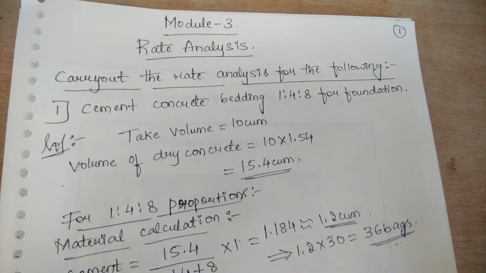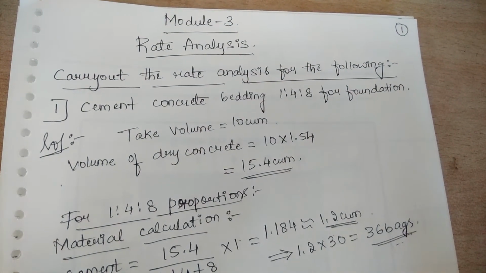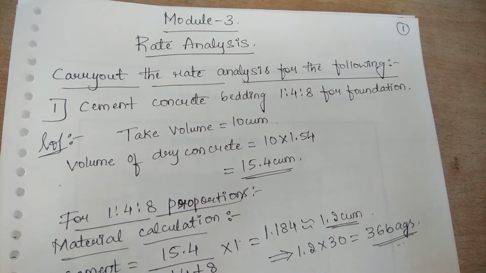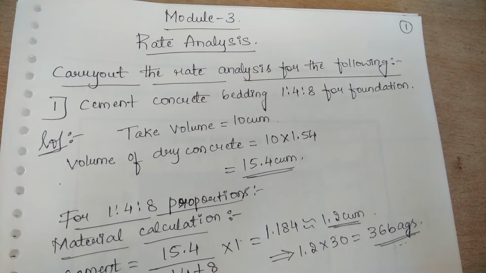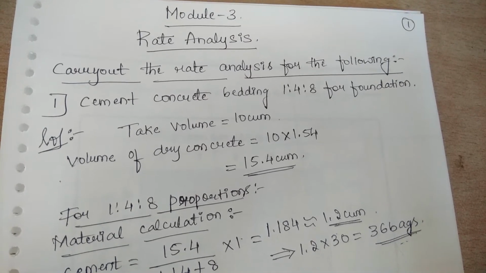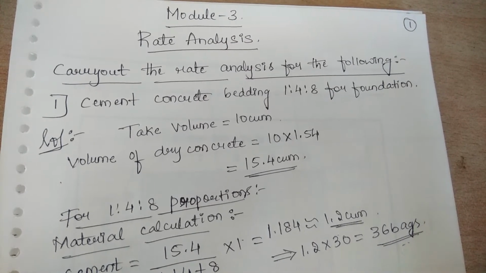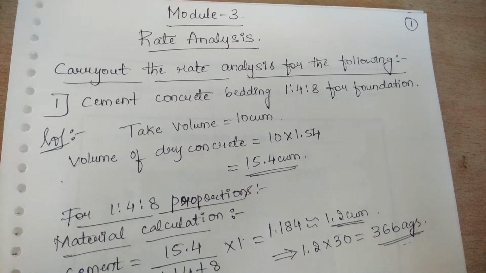Hello everyone, in this video I will teach you how to carry out the rate analysis for the different items of work. Let us start with a question. Cement concrete bedding 1:4:8 for foundation. Before we find the rate analysis, we first have to find out the material calculation.